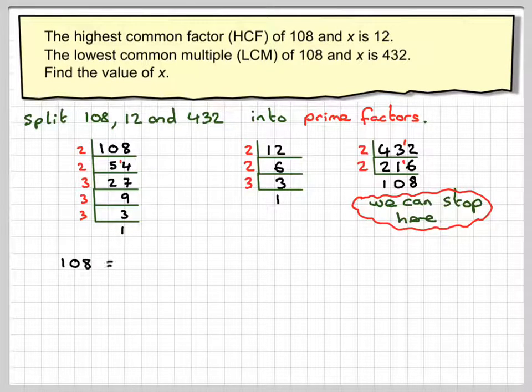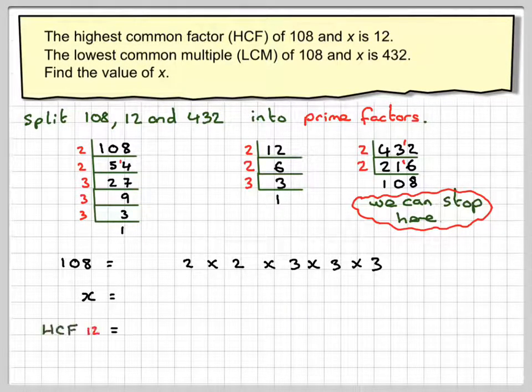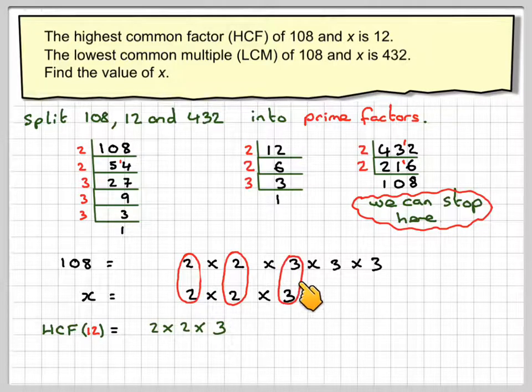Right, writing out 108, leaving a bit of space at the top because we know we're going to have extra 2's here: 2 times 2 times 3 times 3 times 3. Leaving a space for my number x, I know the HCF 12 is 2 times 2 times 3. So in x we must have a 2 times 2 times 3, because they must be common in both. That's what we do, we pair them up.